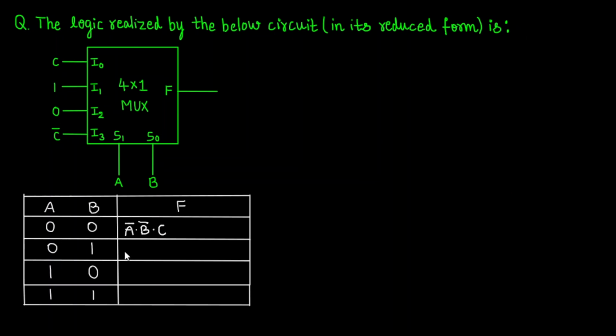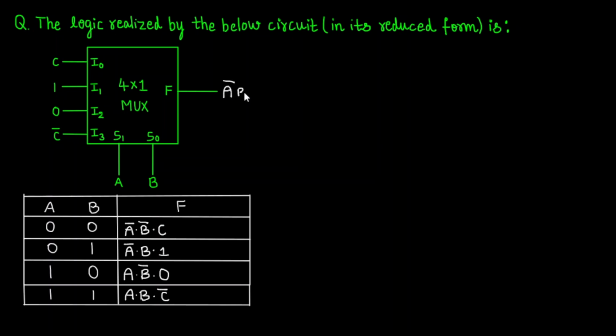Secondly comes the 0 and 1. Here A is in the complemented form and B is in the normal form, written as a product with the second input, which is 1. Next comes the 1 and 0. Here A is in the normal form, B is in the complemented form, and the third input, which is 0. Next we have A and B as 1 and 1. So both are in their normal form, A dot B, and the fourth input, which is C bar. Now this output is simply all these minterms added together.